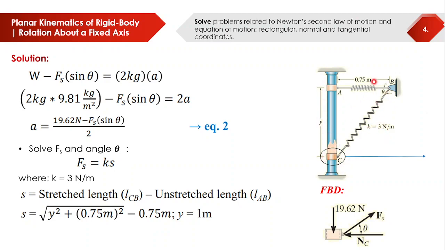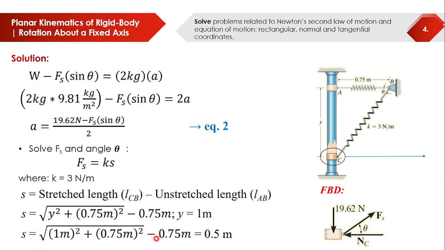The Pythagorean theorem is c squared is equal to a squared plus b squared. So that will be y squared, which is 1 actually, based on the conditions of the problem. Then b squared will be 0.75 squared, minus the unstretched length. The unstretched length is 0.75, given in the problem. So when y is equal to 1, your S will be equal to the square root of 1 meter squared plus 0.75 squared, minus 0.75. So that will be equal to 0.5.